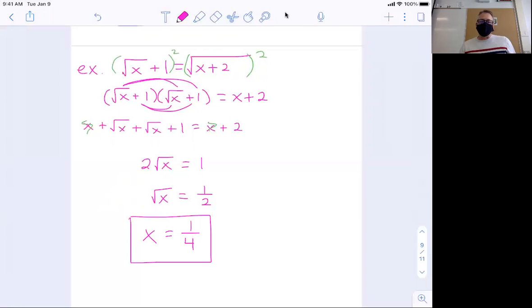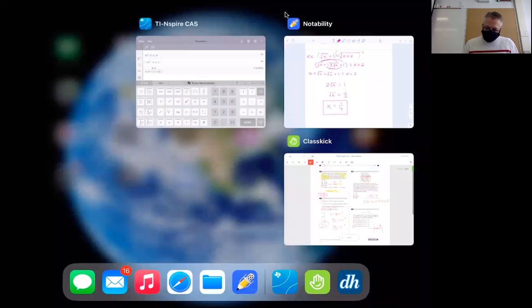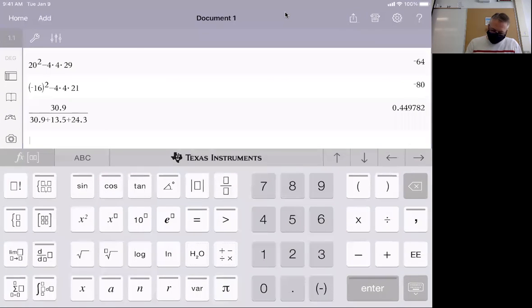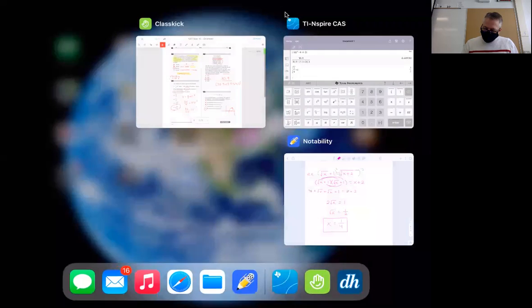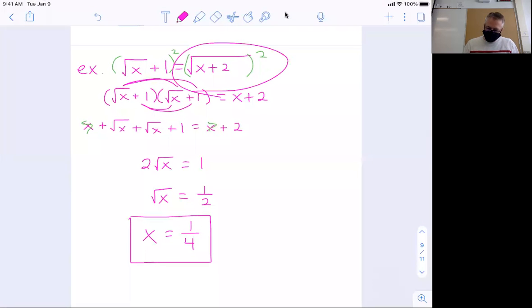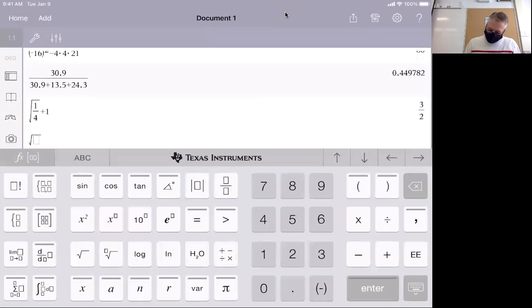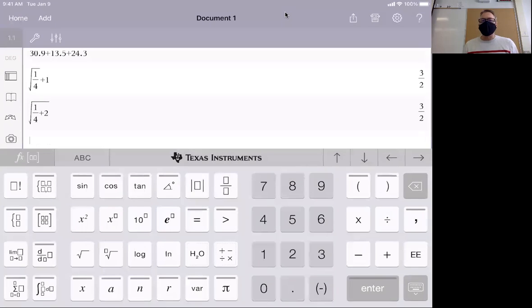Okay, and we should check that, right? I mean, so we have, let's see, if I plug that in here, that's going to be the square root of 1/4 plus 1. I could do that a number of ways, but one way that might be easy would be square root of 1/4 plus 1, and then do the right side. So I'm plugging 1/4 in here. So it's the square root of 1/4 plus 2, all under the radical. But I get the same thing. So it checks out.